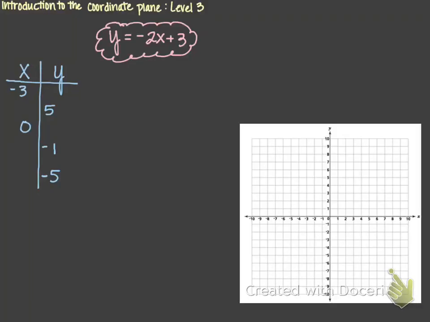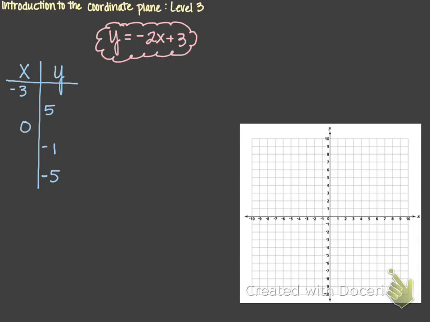Today we're going to talk about how we can complete a table given a function and then plot those coordinate points on a coordinate grid. So today we're going to be working with the function y equals negative 2x plus 3. And we have our table with a couple given x values and a few given y values that we want to be able to use our function to figure out all of the missing values to complete our table and then to plot the coordinate points on our coordinate grid.